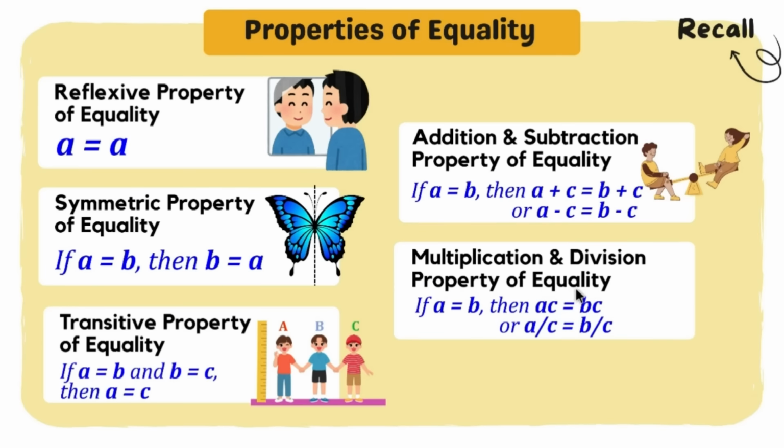Okay, what else? We also have here multiplication and division property of equality, wherein if we have here A is equal to B, then A times C is equal to B times C. Ibig sabihin, whatever we multiply on the left side, it should also be multiplied on the right side. And ganun din po sa division. If A is divided by C, then B is also divided by C. Same lang din po ang i-divide natin. Okay? Pang-divide natin sa both sides.